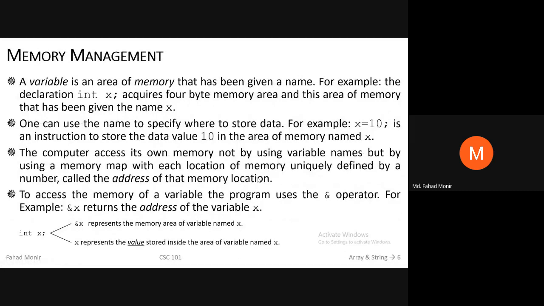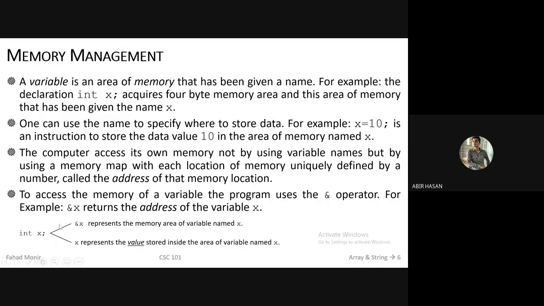Now we will get the concept of variable here with the address as well. We will take all the concepts together so that we don't have any problem later when we get to pointers. OK, a variable is an area of memory that has been given a name. For example, the declaration of integer x acquires 4 bytes of memory area, and the area of the memory is given the name x.